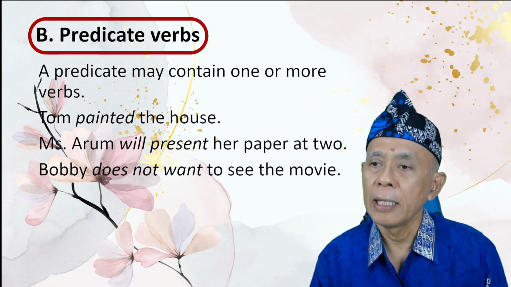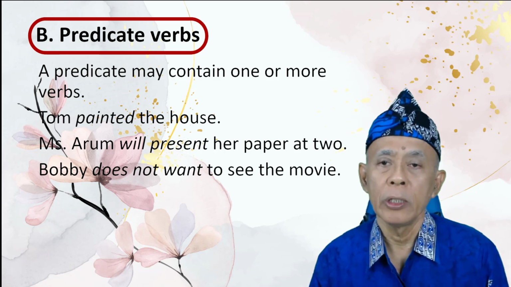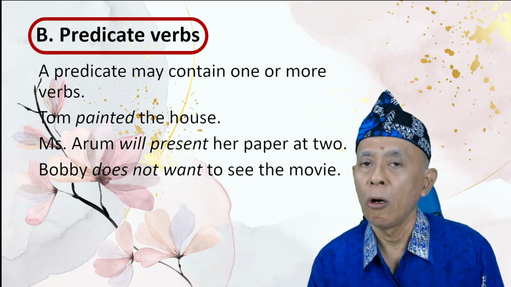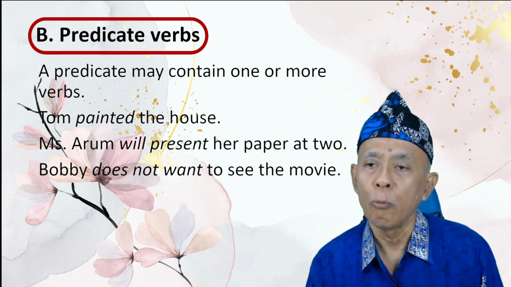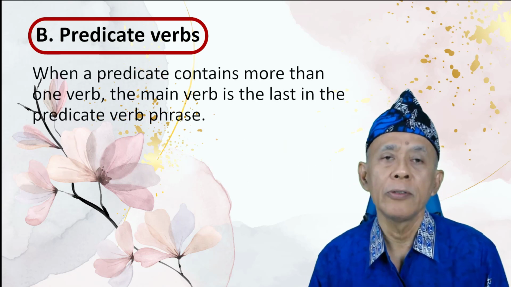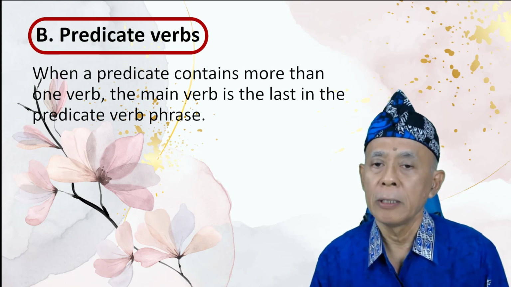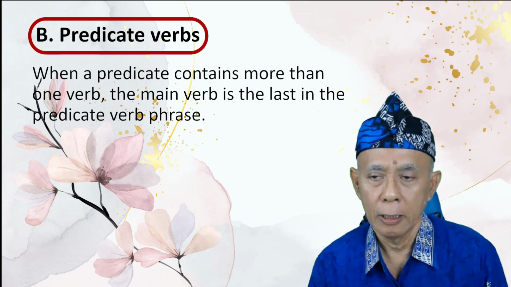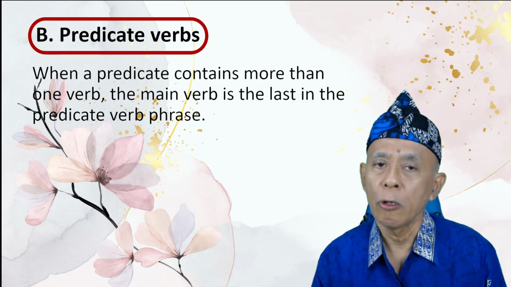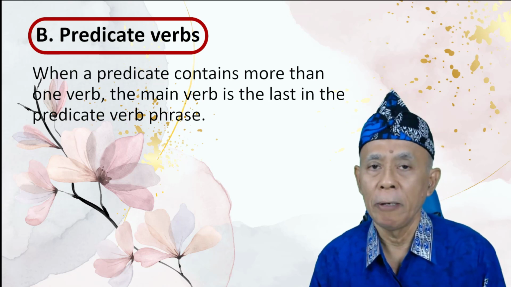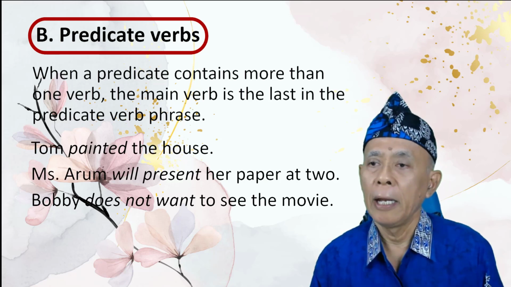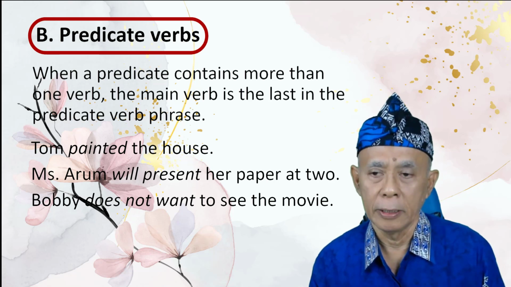And in the third example, Bobby doesn't want to see the movie. Here we have 2 verbs, does and want. To see here is not part of the predicate. It's the object of want. When a predicate contains more than one verb, the main verb is the last in the predicate phrase. So if we have more than one verb in a sentence, the main verb is always the last. Painted here, we only have one verb, so painted is a main verb. Will present, the main verb is present, and doesn't want, the main verb is want.